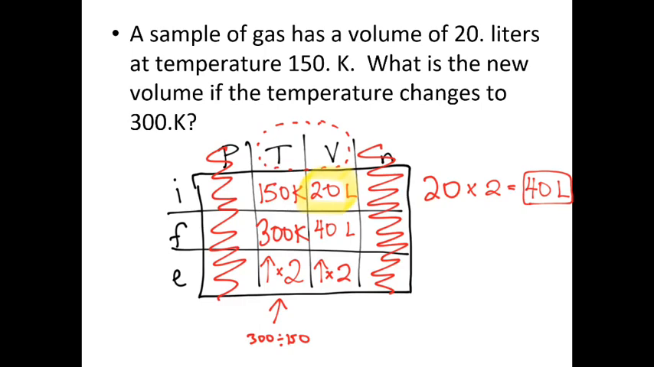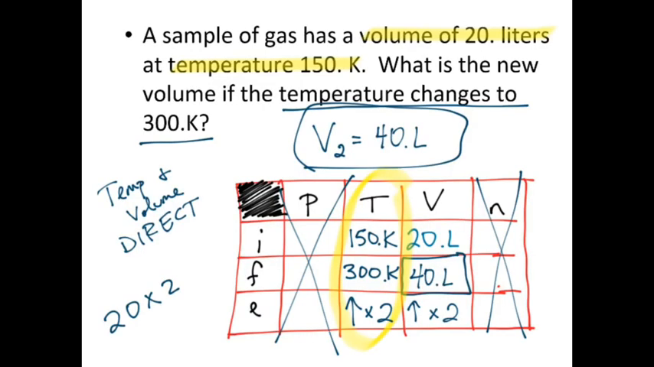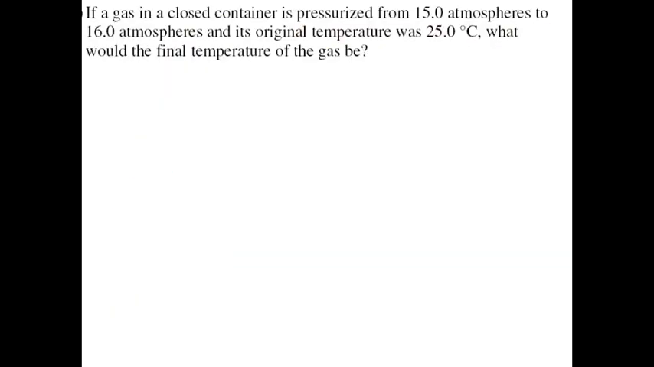All right, last one to look at here as an example. If a gas in a closed container is pressurized from 15 atmospheres to 16 atmospheres, and its original temperature was 25 degrees Celsius, what would the final temperature of the gas be?